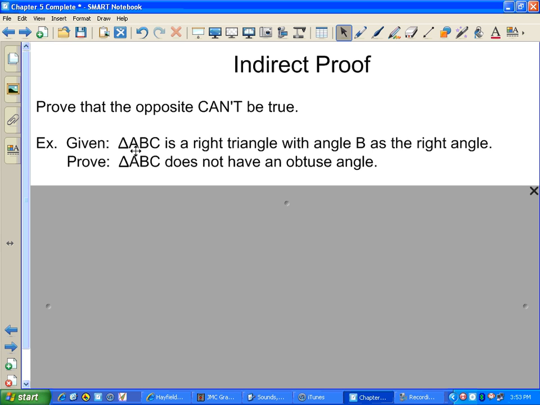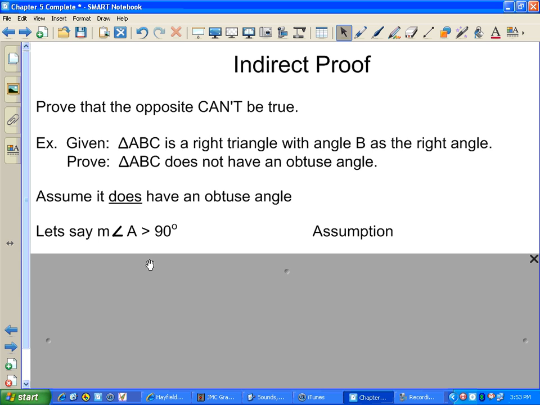So let's say we've got a triangle. So this is given. So the given information is what we know to be true. We know that this triangle ABC is a right triangle and angle B is our right angle. And we want to prove that ABC does not have an obtuse angle. So if that's what we're trying to prove, what I want to do is show that the opposite of this can't possibly be true. So the opposite of this would be to assume that it does have an obtuse angle.